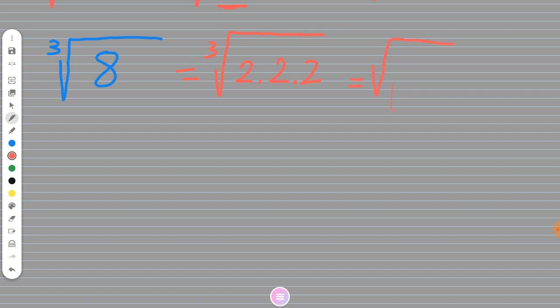So it is the cubic root of 2 to the power 3. Once I reach the power 3, the answer is the base, which is 2. So the cubic root of 8 is 2. This is also called a perfect cubic root because the answer is a whole number. This is the exact meaning of square root and cubic root.